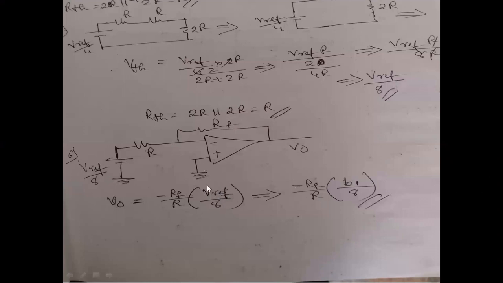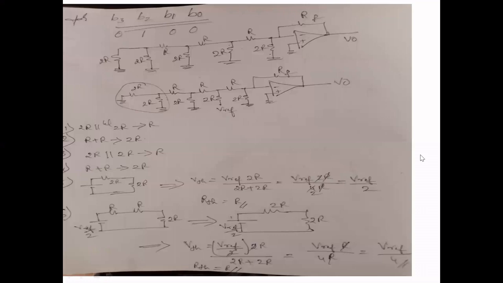So since your B1 is high, we will consider B1 in the place of V reference. This is when your binary input B1 is high.